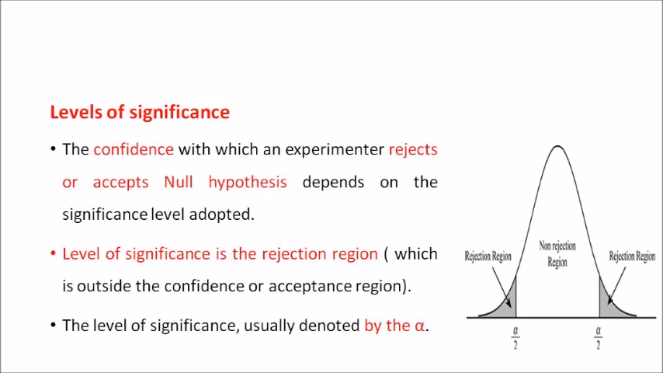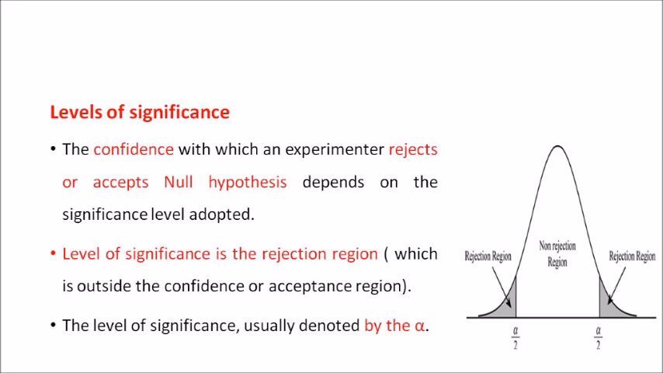Similarly, the level of significance always comes in the rejection region, that is, outside the acceptance region or the confidence region. See, that shaded portion is the rejection region, so that is the level of significance. It is usually denoted by the letter alpha. These three things you have to learn by heart. So what is the level of significance?